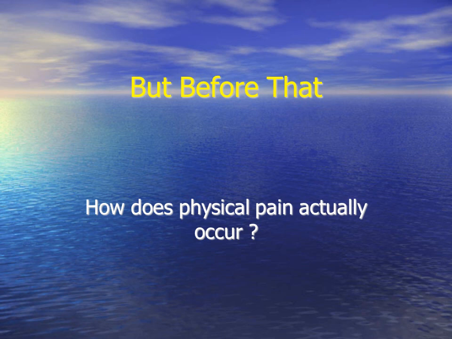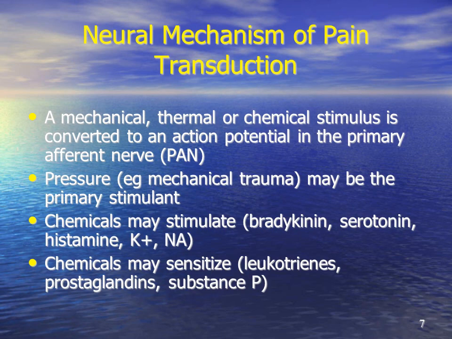basic pathophysiology of pain. So when we look at pain problems starting out in the periphery, there's usually a mechanical, thermal or chemical stimulus that's converted to an action potential in the primary afferent nerves. Pressure may be the primary stimulant, as in mechanical trauma, or there may be chemicals that may stimulate the nerve or may actually just sensitize the nerve. So there may be cytokines like bradykinin or histamine, or others like leukotrienes or prostaglandins.